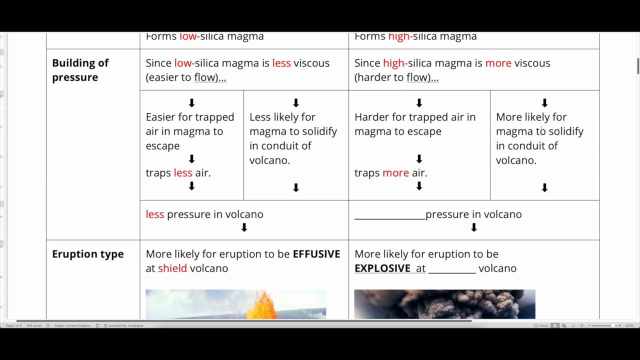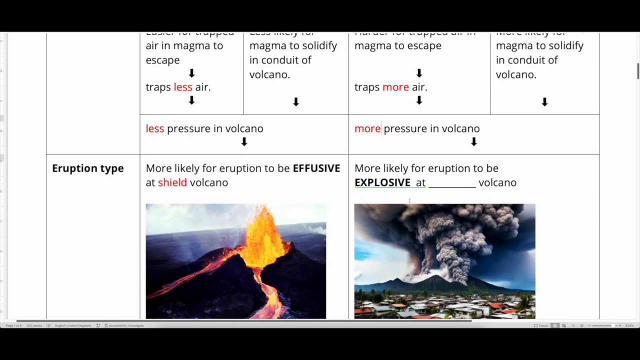So when more magma is rising up into the volcano, it creates more and more pressure. Okay, so the air is adding more pressure. The solidification of the magma inside the conduit adds more pressure. It causes the pressure in the volcano to be very high. And as a result, when they cannot take the pressure, it's likely to form a very explosive eruption. Okay, and this is at the stratovolcano.